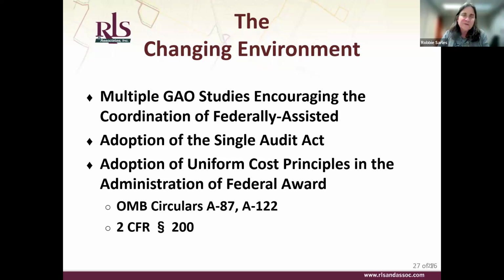We have had issues for decades. There have always been some problems, some stumbling blocks. We are absolutely, though, at a cusp of a great thing here because a lot of things have changed in the last decade or so. There have been multiple GAO studies that have encouraged coordination of federal assistance. Also, federal agencies now have to follow the Single Audit Act, which standardized a lot of activities. There was the adoption of the Uniform Cost Principles in the administration of federal awards. Most of you will know and appreciate CFR Part 200. What that did is standardize and get most federal agencies on the same page in a number of areas. Those were instrumental in moving this project forward.